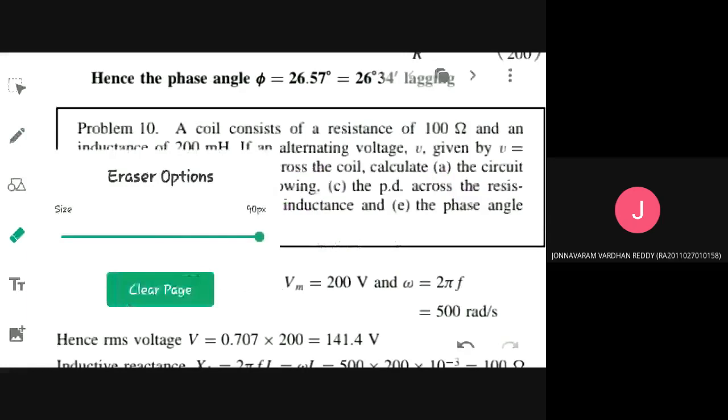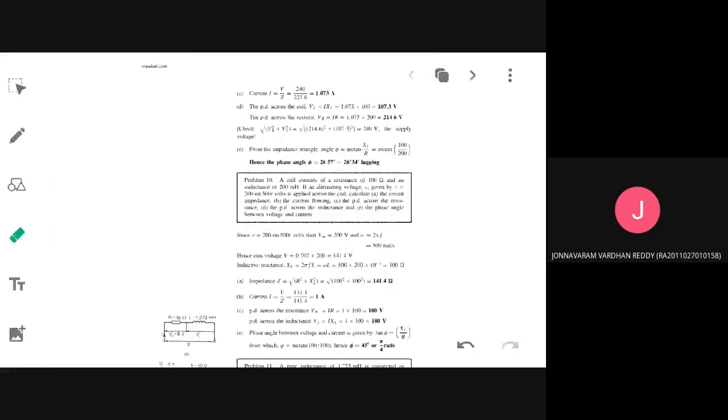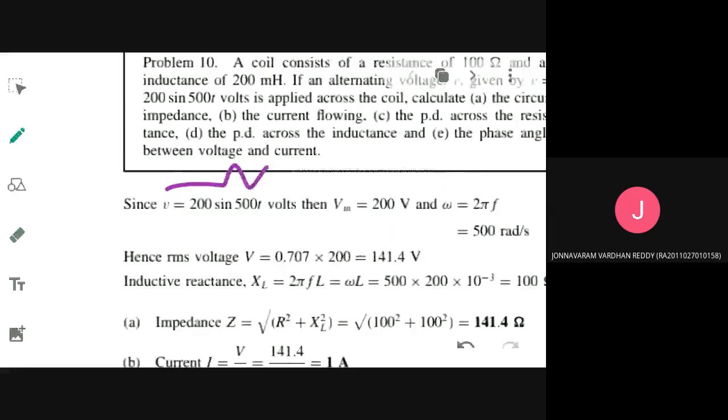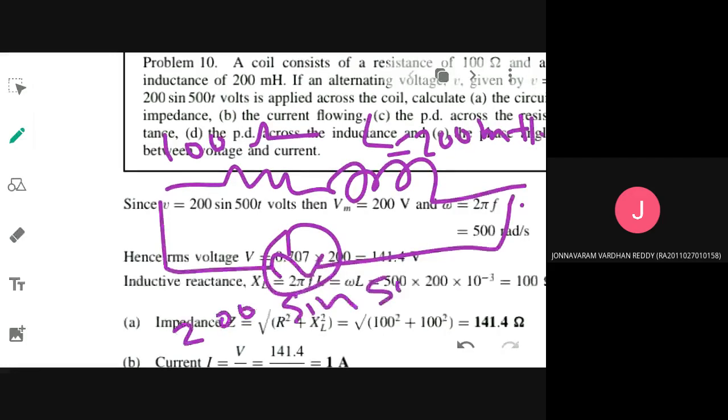Is this a series RL circuit or series RC circuit or pure L? Which circuit is this? RL circuit, ma'am. RL circuit. So first thing is you need to draw the diagram. The diagram will be like this. AC source, R is 100 ohm, L is 200 millihenry, the source is 200 sine 500 t, and current. Like this you have to draw the circuit diagram. Then you have to calculate the things.